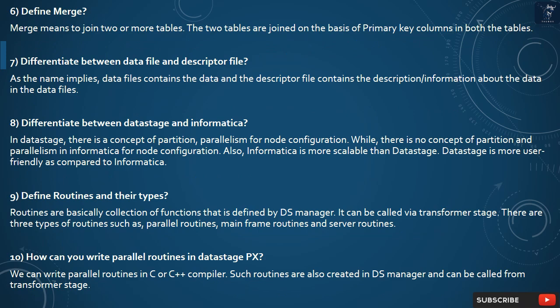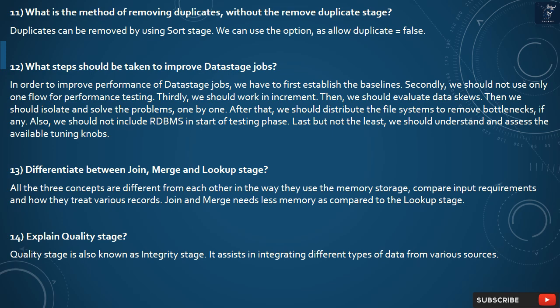10. How can you write parallel routines in DataStage PX? We can write parallel routines in a C or C++ compiler. Such routines are also created in DS Manager and can be called from transformer stage. 11. What is the method of removing duplicates, without the remove duplicate stage? Duplicates can be removed by using sort stage. We can use the option, allow duplicate equals false.